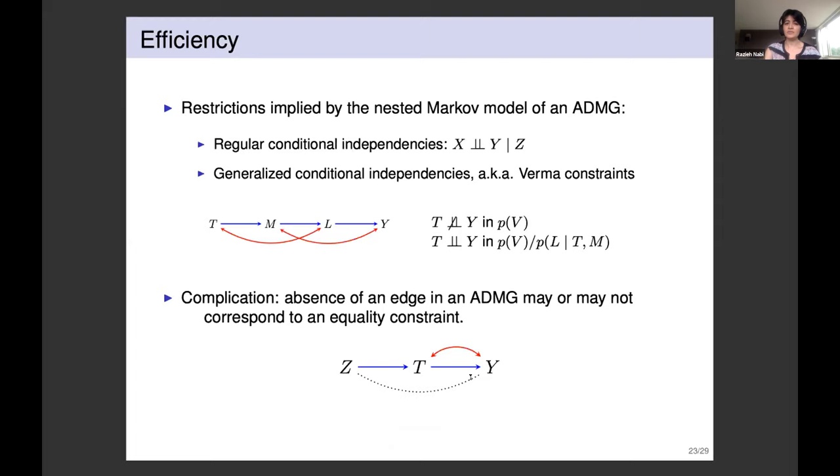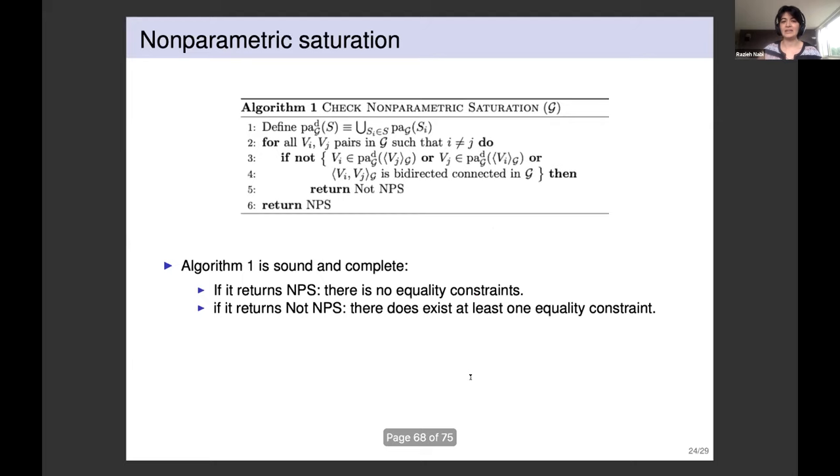So what we did was come up with an algorithm that checks the nonparametric saturation of an arbitrary ADMG. The treatment doesn't have to be primal fixable. It works for any ADMG, and regardless of what the query is. We might not be interested in just the counterfactual mean. We might be interested in other causal targets, but we still, for efficiency reasons, want to know whether the model entails any equality constraints.